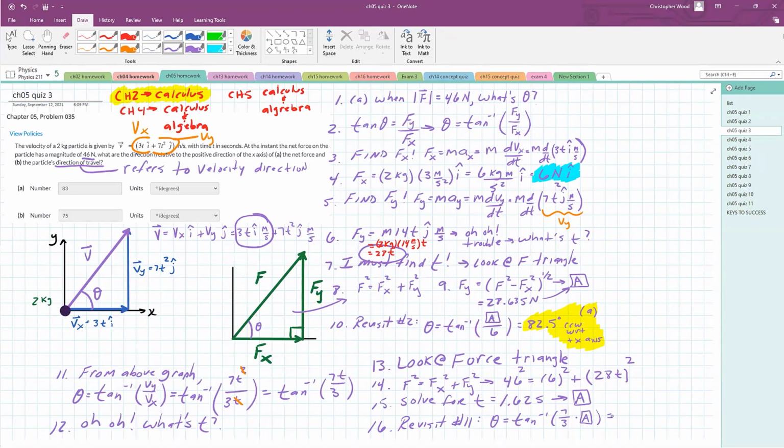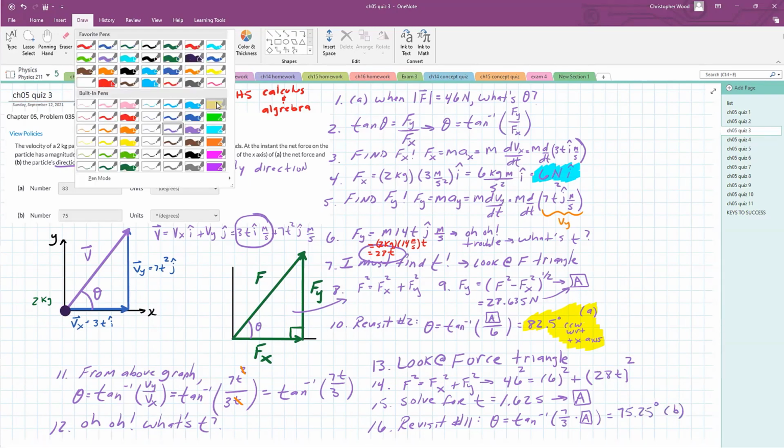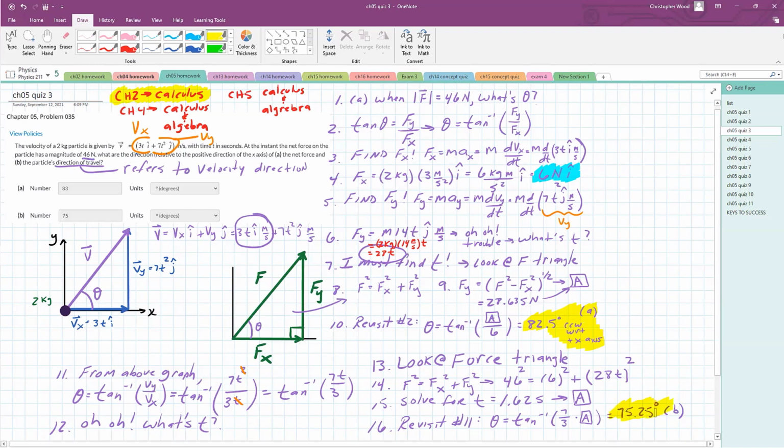Arctangent says 75 and some change, 75.25. 75.25 degrees. That is the answer to part B. All right. We're done. A lot going on.